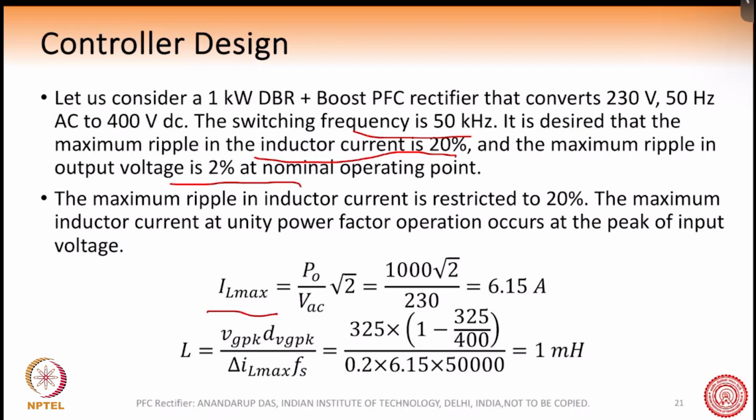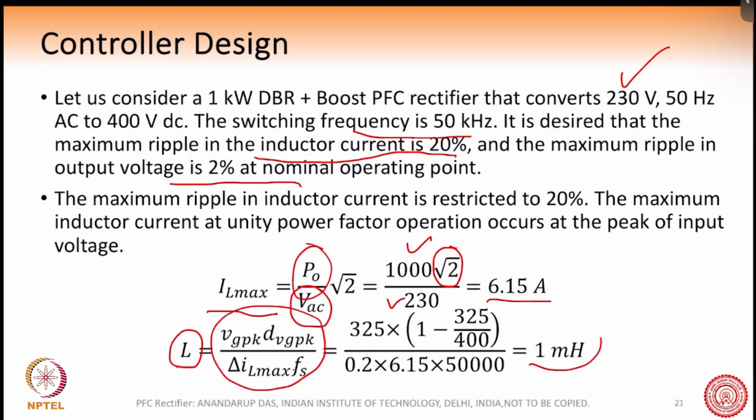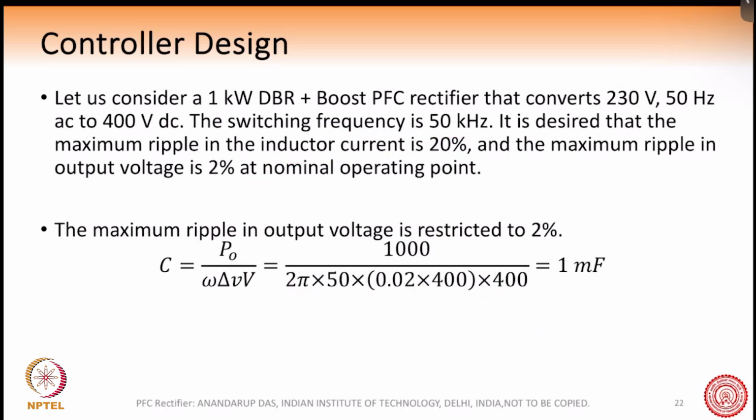IL max we can find out corresponding to the maximum power and the voltage. Here the voltage is 230 volt fixed, so 1000 watt and 230 volt, and root 2 is because of the peak value. So this will come out to be 6.15, and we can design the value of L. This equation comes from the previous lecture, and the value of L comes out to be roughly 1 millihenry. Similarly, the maximum ripple in the output voltage is restricted to 2% for the capacitor. This equation we found in the last class. We put in the values and found that C is like this.